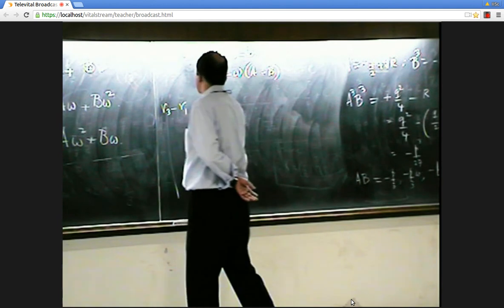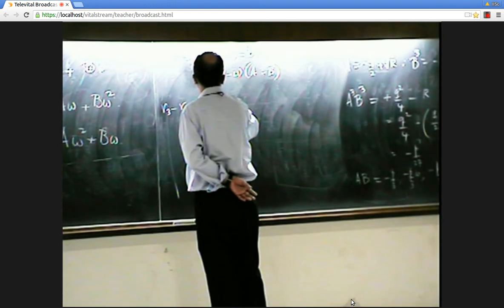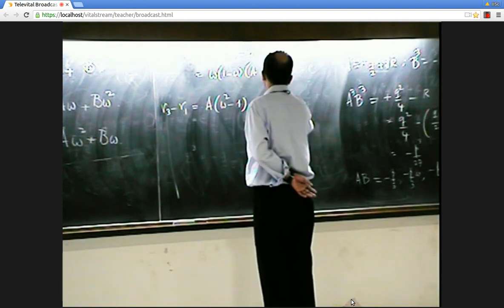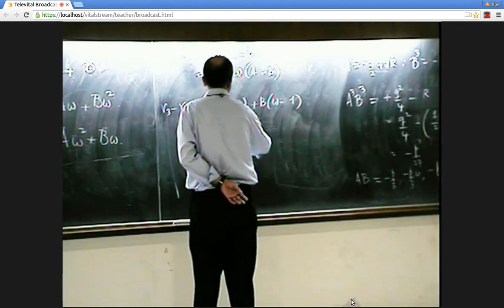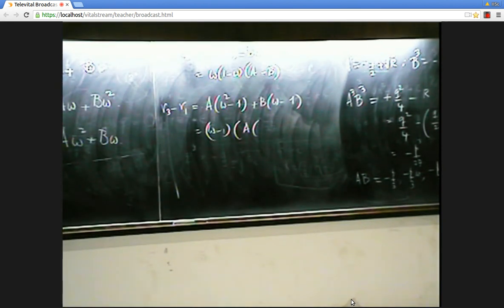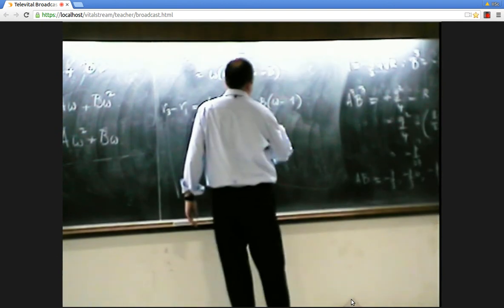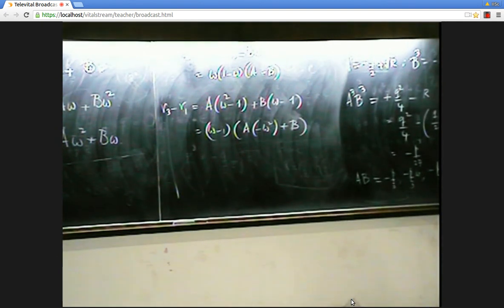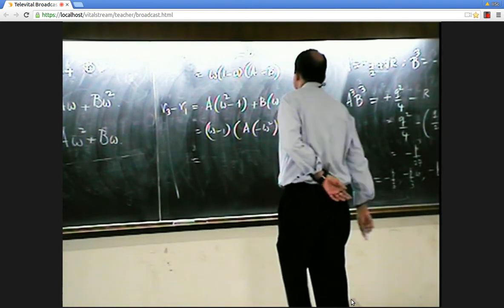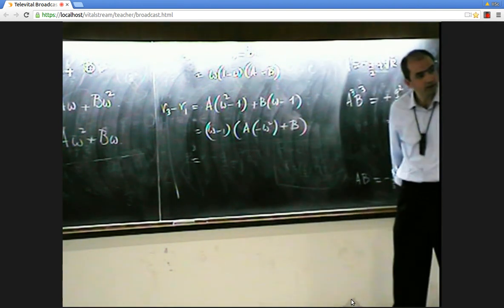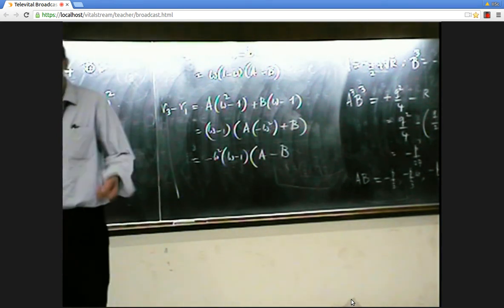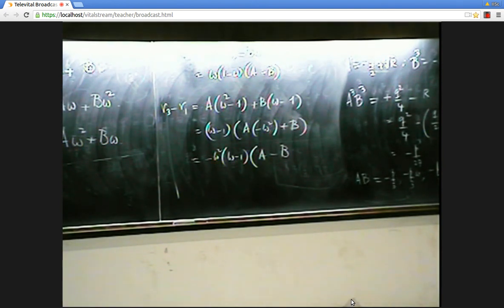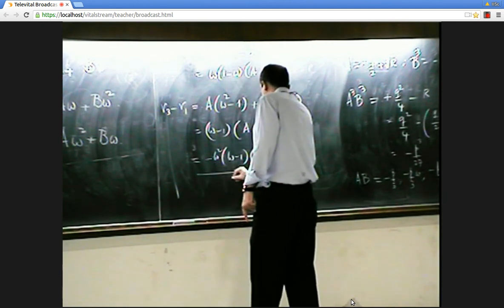And then let's try to find out R3 minus R1. R3 minus R1 is, let's take a look, A(omega squared minus 1) plus B(omega minus 1). So this is (omega minus 1)(A(1 plus omega) plus B). 1 plus omega is minus omega squared. And just to make this look like the other two, I'm going to factor out minus omega squared. I'll write this as minus omega squared (omega minus 1)(A minus B), divided by omega squared. But 1 over omega squared is omega. So these are the pairwise differences.